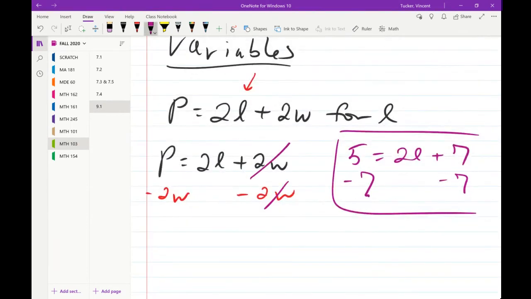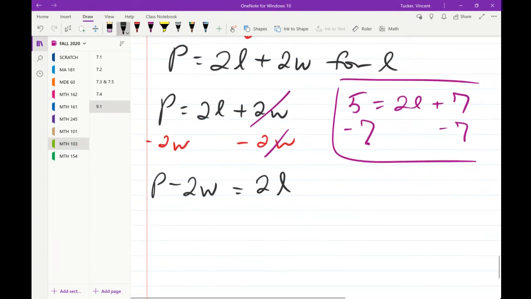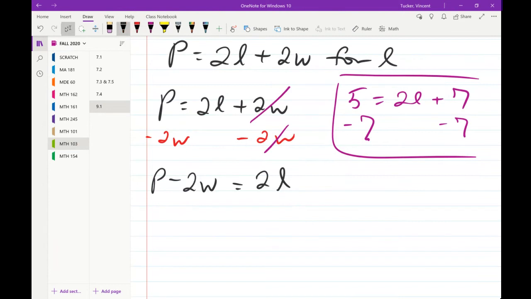So 2W minus 2W will cancel. On the left side, I cannot combine them. They are not like terms. So that's just P minus 2W. All right. And now I have P minus 2W equal to 2L.